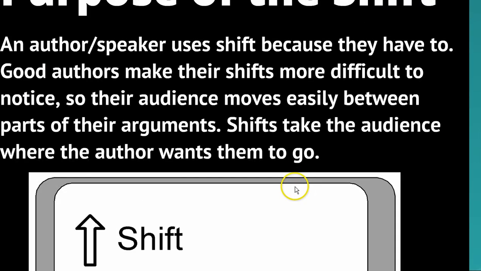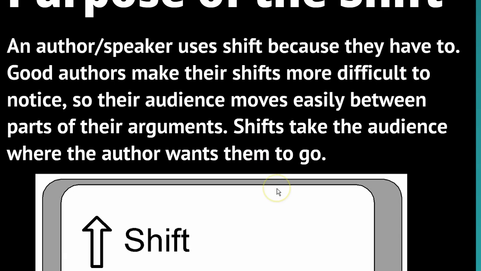So why does an author or speaker use shift? Because they have to. Good authors make their shifts more difficult to notice so that their audience moves easily between parts of their arguments. If an audience notices that a shift is taking place too easily, it's probably not a very well done shift. The idea is that they're kind of difficult to notice so that your audience isn't going, oh, he's obviously changing here, but that it's a subtle shift. Shifts take the audience where the author wants them to go. That is why an author uses shift.